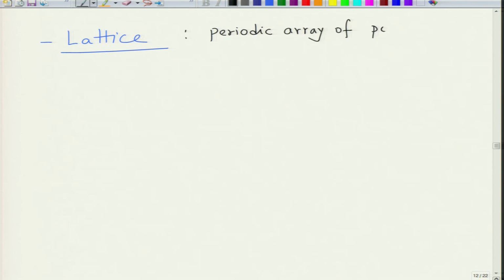So, as far as structure is concerned, the first important thing you need to know is what is called a lattice. Lattice is basically, you can say, a periodic array of points in space with identical neighborhood.